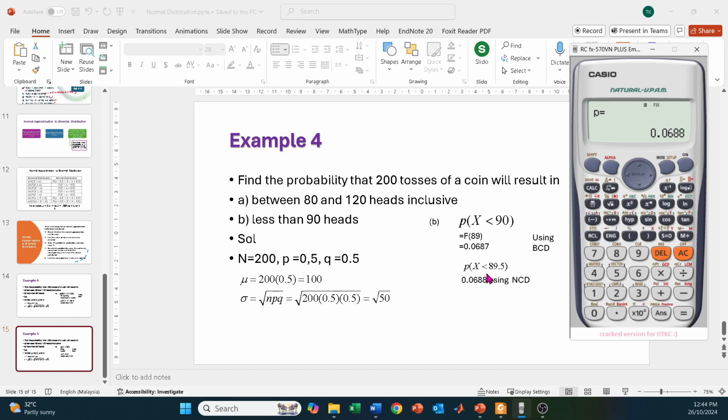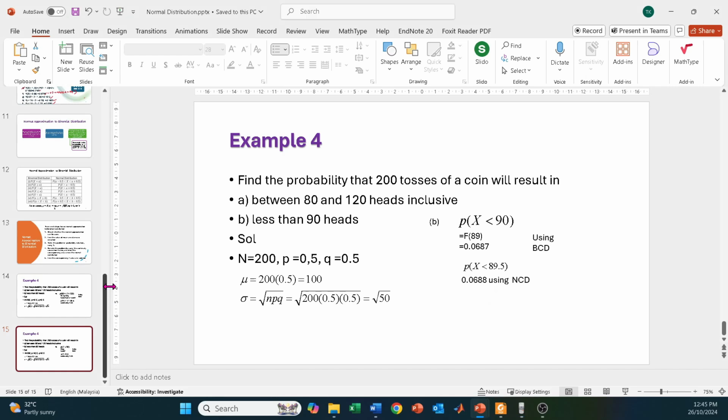If you do not correct it and put 90, you see what happens. It becomes 0.0786, which is quite different.